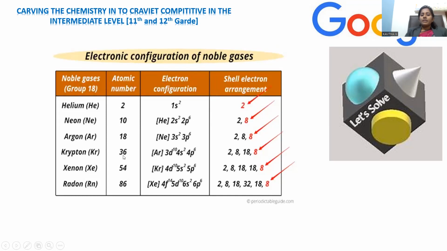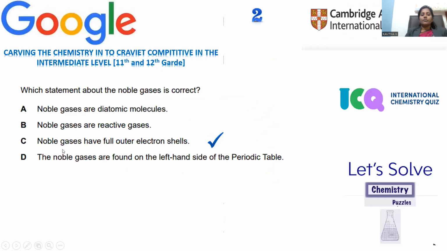Krypton with atomic number 36 has outer shell configuration 3d10, 4s2, 4p6. This follows the 18 electron rule. Xenon, 54, has 4d10, 5s2, 5p6. Again 18 electrons. Radon, Rn, is a radioactive element, atomic number 86, 4f14, 5d10, 6s2, 6p6. This is the way the outer shell configuration goes. If you observe all these elements, a completely filled configuration is observed in the outermost shell. So option C is the correct answer for question number 2.